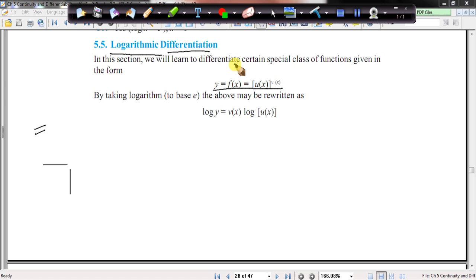Suppose we have certain special cases of functions like u of x power v of x. For example, I have a function x power sin x, or x power sin x plus tan x, or x power e power sin x. The logarithmic way of solving differentiation of these functions would be very easy compared to normal methods.